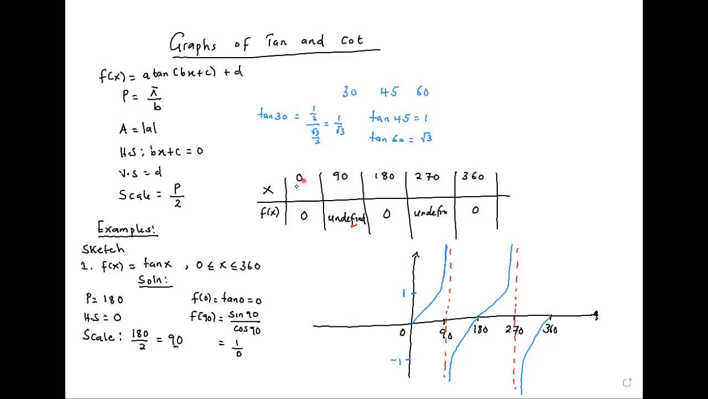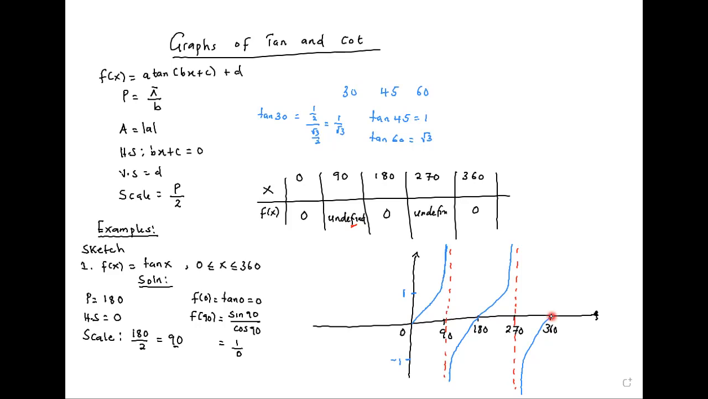Then tan 0 is 0. Tan 90 is undefined. Tan 180 is 0. So for tan, once you use the scale, you just calculate two, because one will be 0, the other one will be undefined. Then they'll keep repeating like that. So this is 0, this is undefined, 0, undefined, just like that.